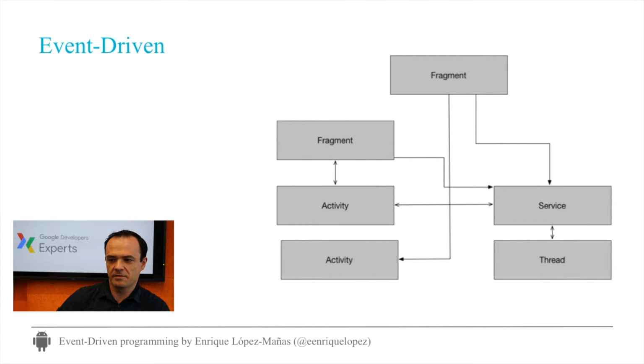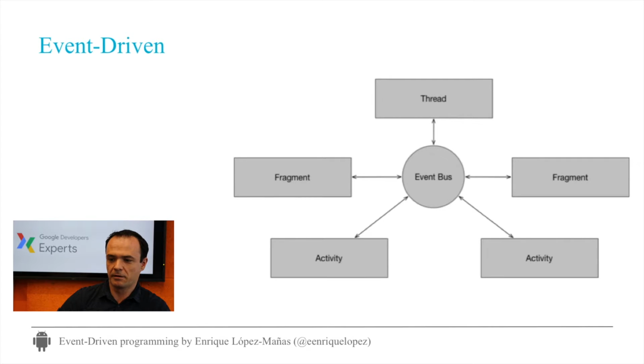When we apply an event-driven programming paradigm, we end up with something like this. We will still have our components, thread, fragments, activities, etc. that are communicating with each other through an event bus. The event bus receives the messages and sends the messages forward to all the subscribers to the event bus.